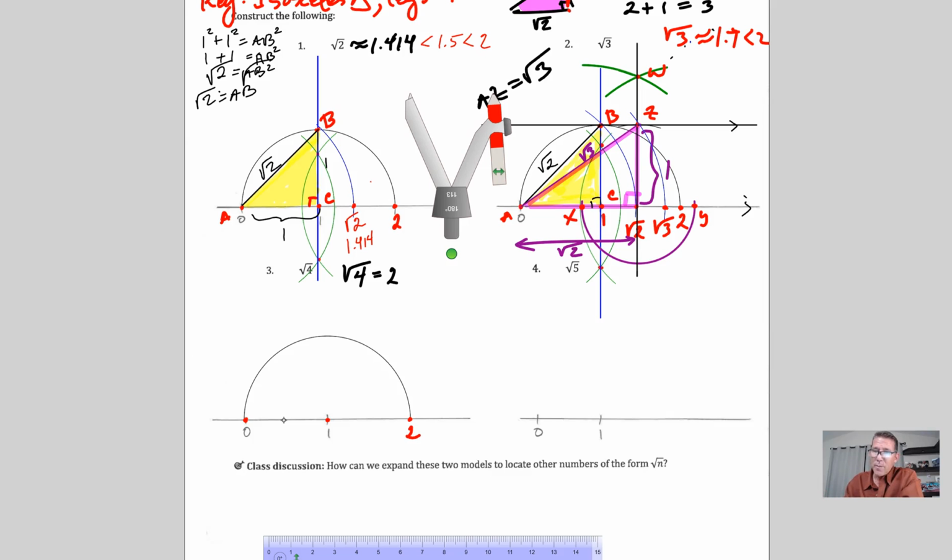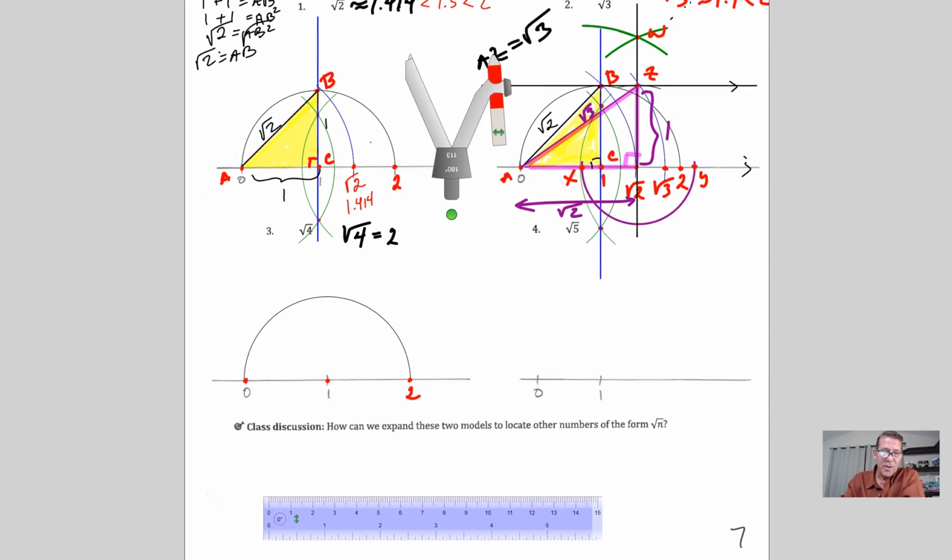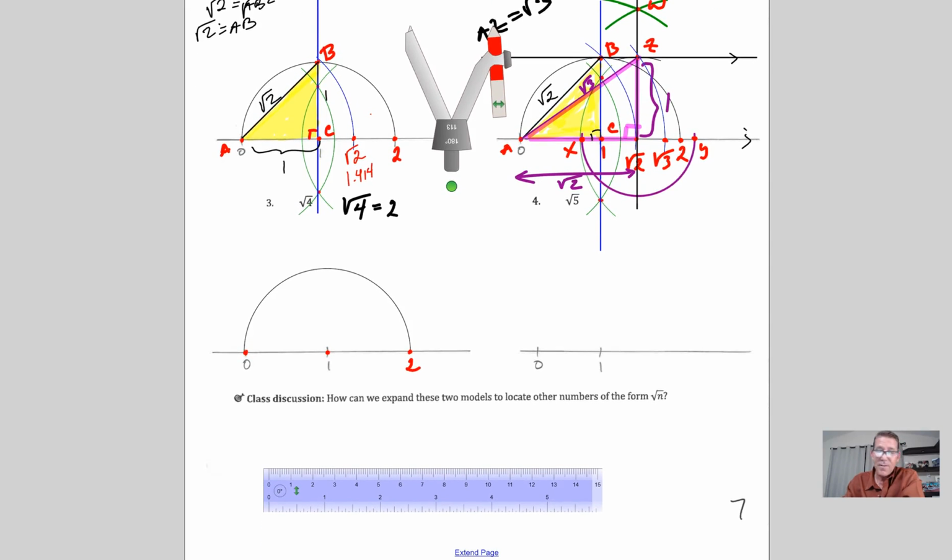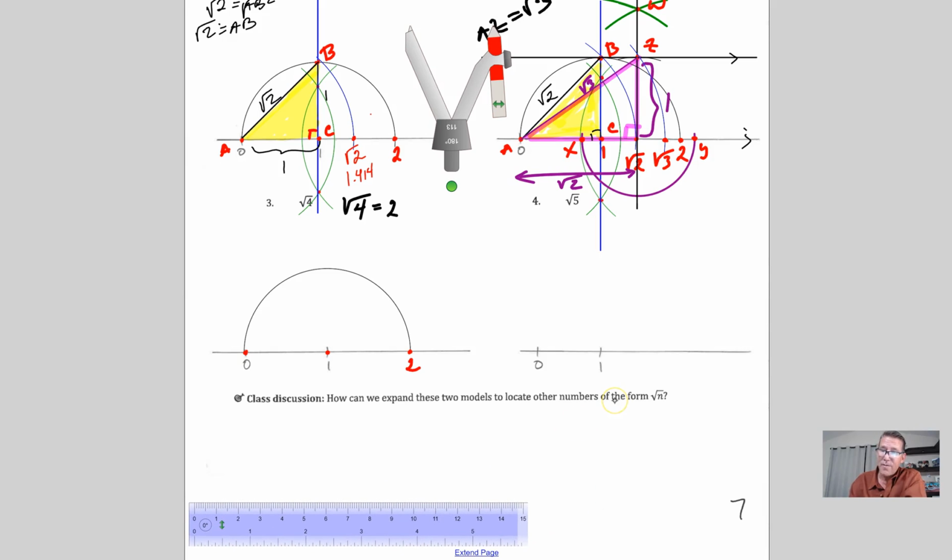Now, root 5 is a little bit more challenging. Not as challenging as root 3, believe it or not. I think root 5 is easier, in my opinion. So, the square root of 5. I'm going to write it down here below just so that we have a little bit of room. This is our goal. We want to construct root 5.